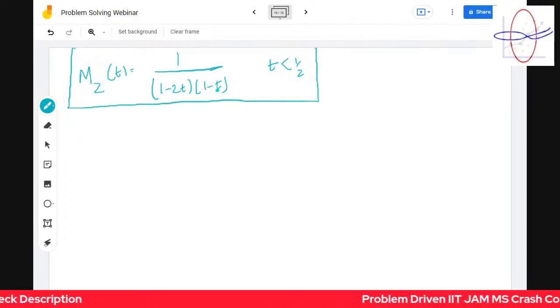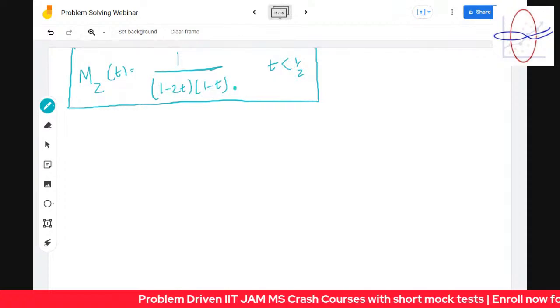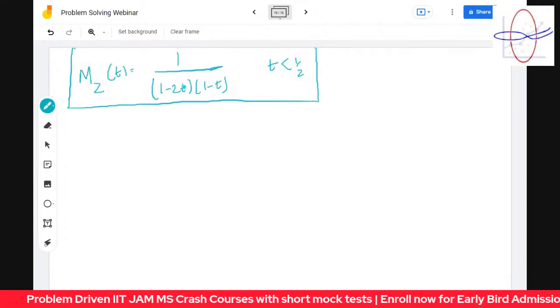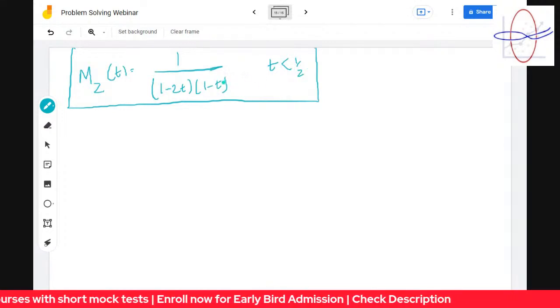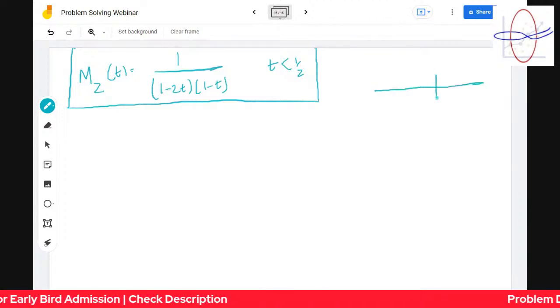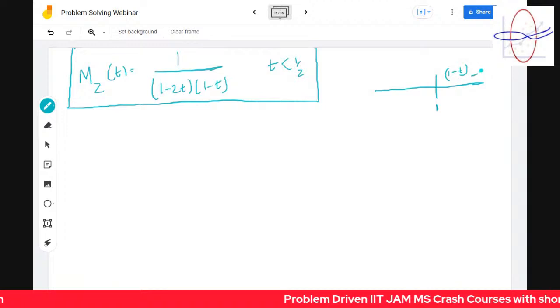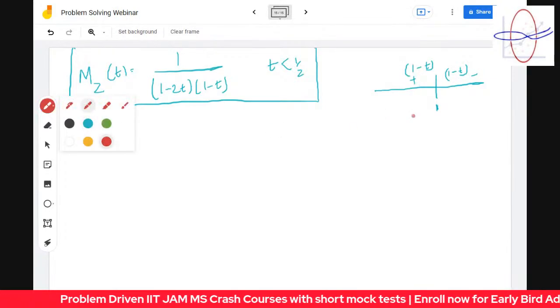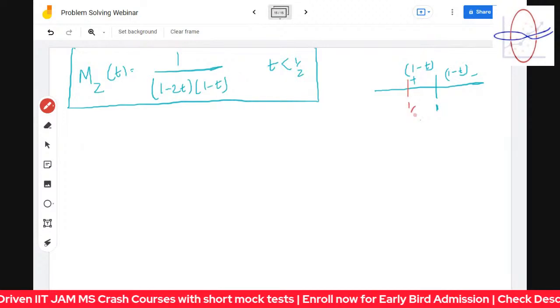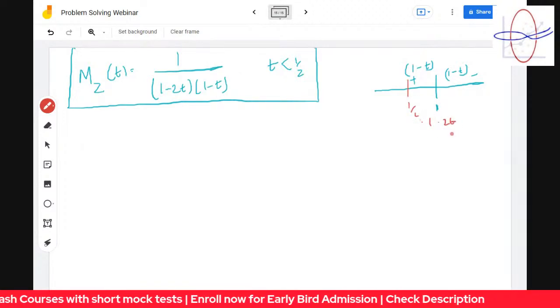In fact, it's true because T must be less than half, because after that it will not be defined. It will actually be negative. Okay, and that's the idea. So T must be less than half to make both positive. Both must be less than 0. So after 1, 1 minus T is negative, and before it positive; and after half, 1 minus 2t is negative, and before it 1 minus 2t is positive.